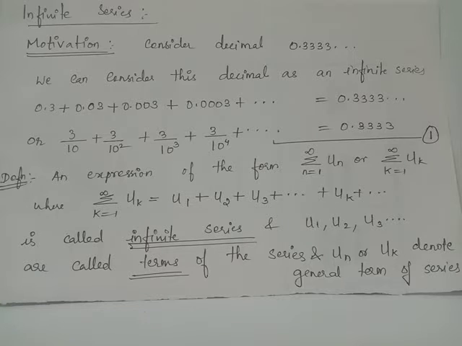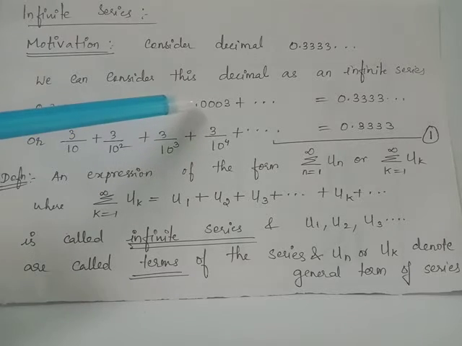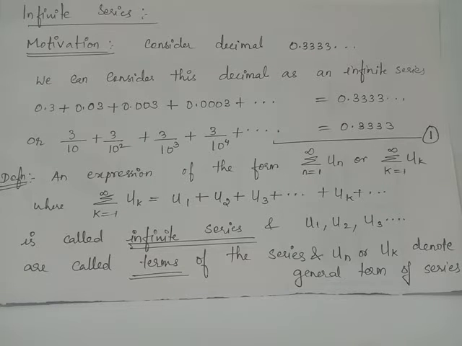Infinite series. Consider the decimal 0.3333 etc., which can be written as 0.3 plus 0.03 plus 0.003 plus 0.0003 plus etc. We have 0.3 can be written as 3 by 10, 0.03 can be written as 3 by 10 square, 0.003 can be written as 3 by 10 cube and so on. Therefore, the decimal 0.3333 etc. can also be written as 3 by 10 plus 3 by 10 square plus 3 by 10 cube plus etc.